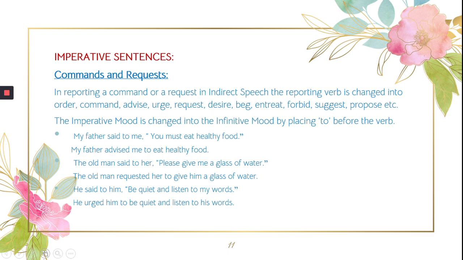Now let us see a few examples. My father said to me, "You must eat healthy food." In this example, it is an advice. So the indirect will be, my father advised me to eat healthy food. The old man said to her, "Please give me a glass of water." The old man requested her to give him a glass of water. He said to him, "Be quiet and listen to my words." He urged him to be quiet and listen to his words.